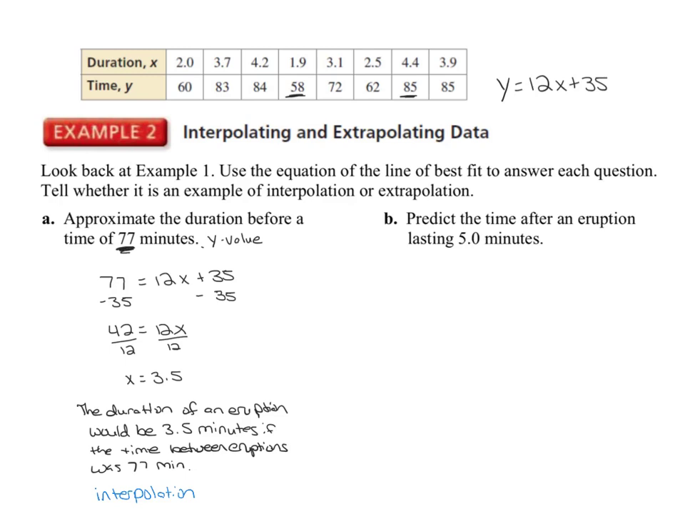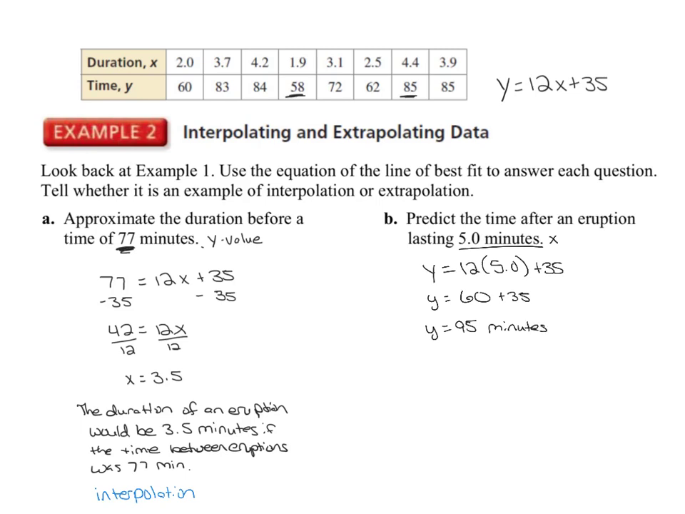Okay. Predict the time of an eruption after an eruption lasting 5 minutes. So this time lasting of the eruption, that's our x value. So y equals 12 times 5.0 I put in for x, plus 35. 12 times 5 is 60. So this is 95 minutes.